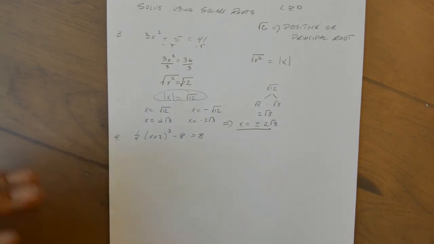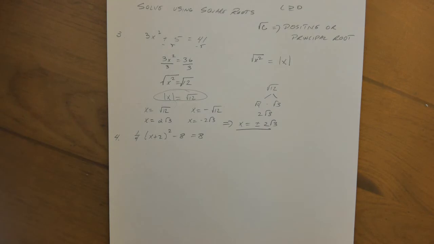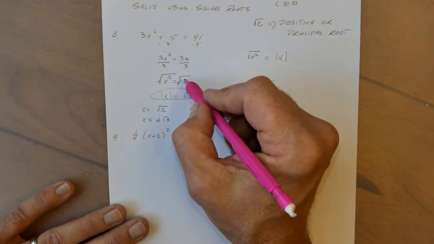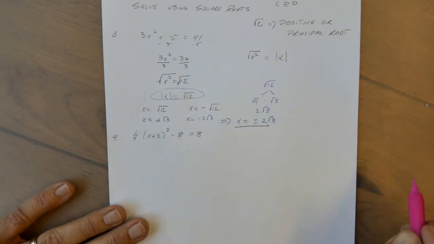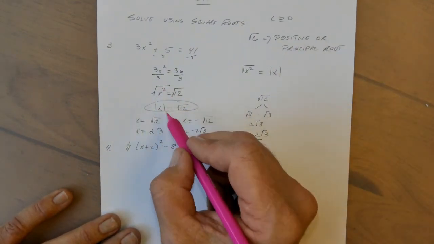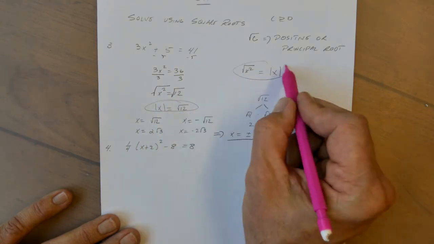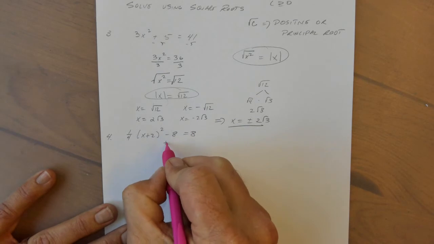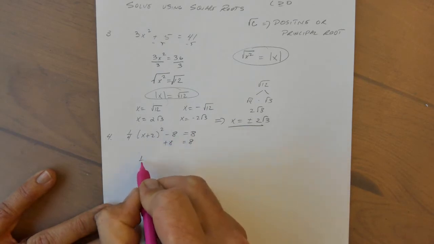What we don't want to do is write that the square root of 12 is plus or minus, because that's not correct. Again, we know that means the positive or principal root, and the way we get two answers is using this. So we can apply that here as well. So we're going to add 8, we're going to isolate the variable.